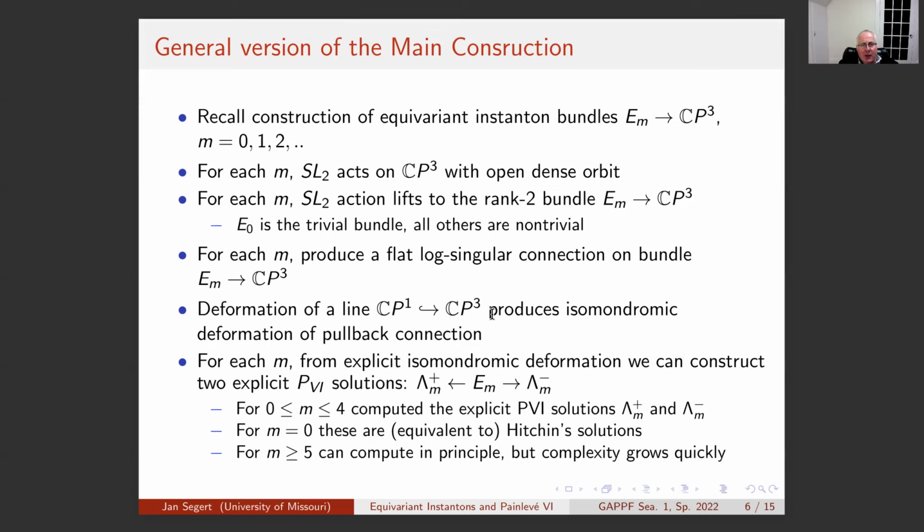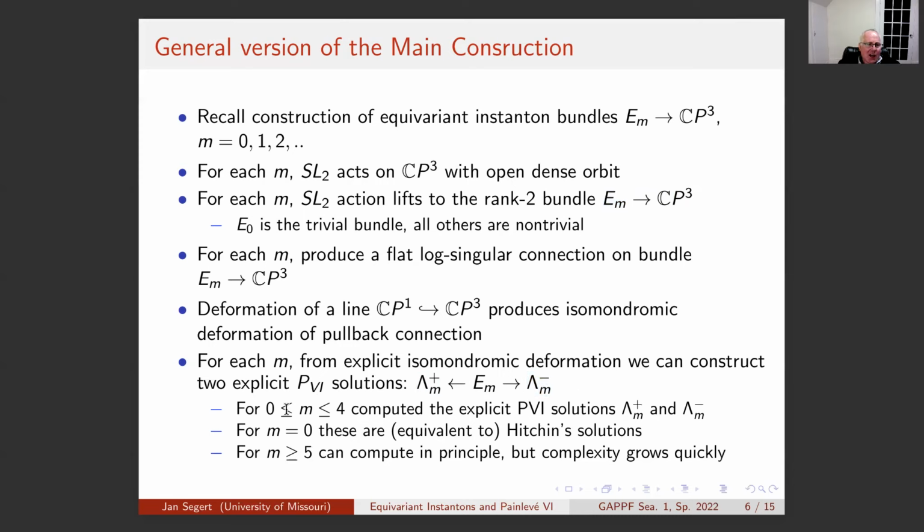That'll deform the positions of the poles typically, produce an isomonodromic deformation, and then use a Jimbo-Miwa construction to again find solutions of Painlevé 6. And they'll be different because these bundles are different for each m. Okay, so for each m, you can construct a pair of explicit solutions, which we'll call lambda m plus and lambda m minus. The m equals 0 case is what Hitchin did.